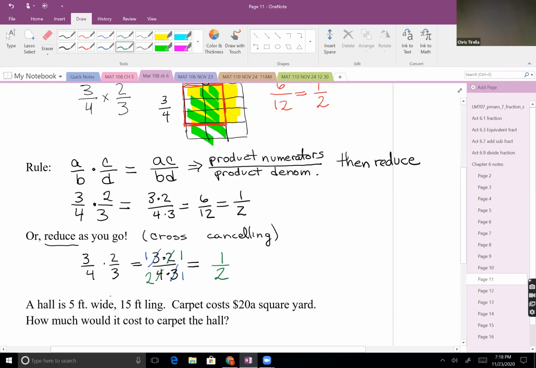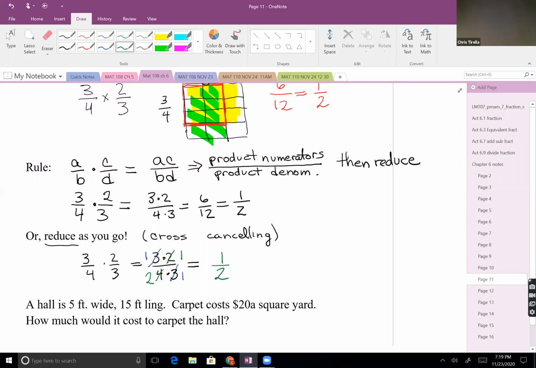How do you folks feel about that canceling as you go? Are you more comfortable cross canceling, or are you more comfortable multiplying and then reducing? I prefer the multiplying and then reducing.